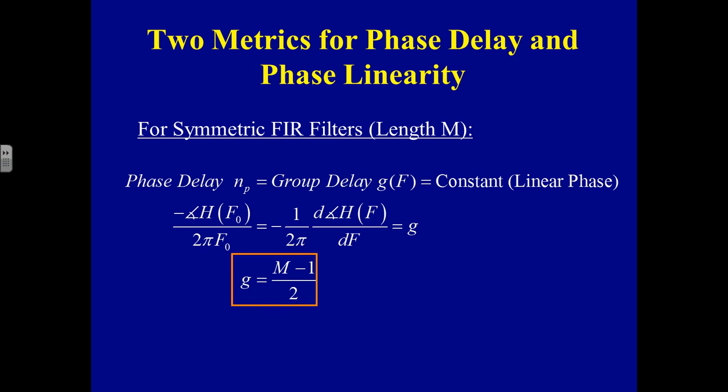If I have a finite length filter, we can have a simple expression for what that group delay is going to be. It's going to be the length of the filter minus 1, divided by 2.